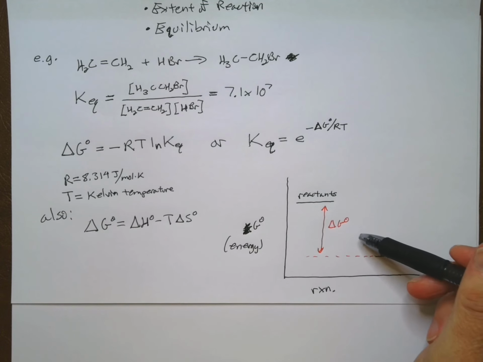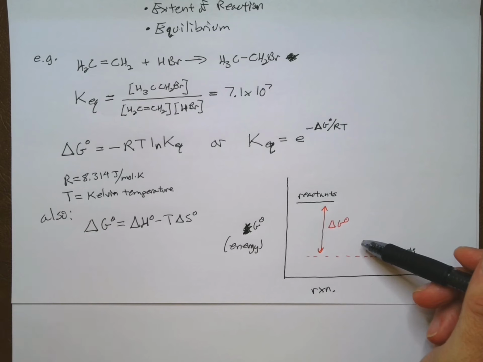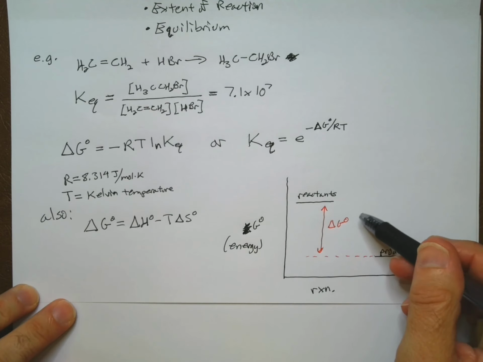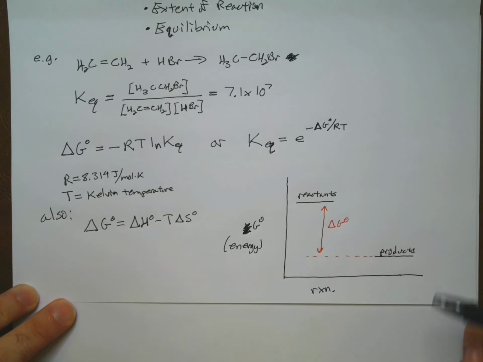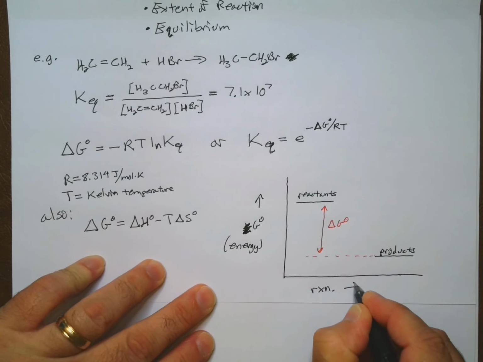Now, oftentimes for organic reactions, we don't get a big entropy change, so we could substitute enthalpy for energy, substitute delta H for delta G, but it's more correct to talk about our delta G, our free energy change. All right. So what else can I say about this little diagram here?